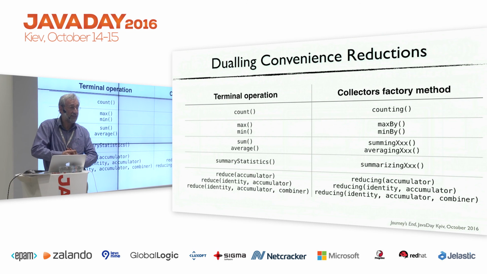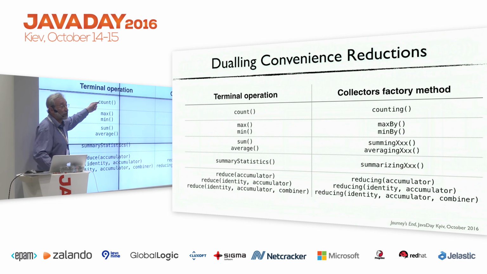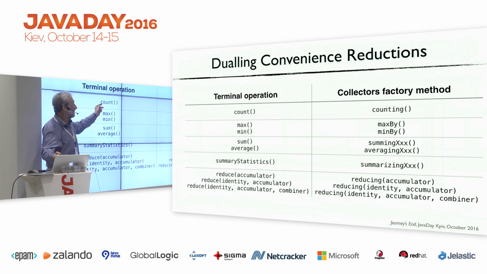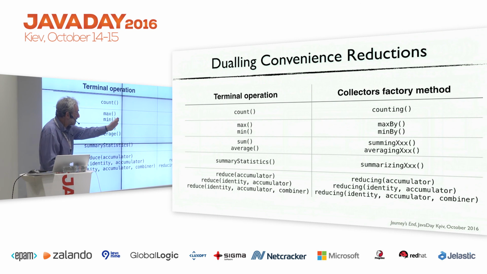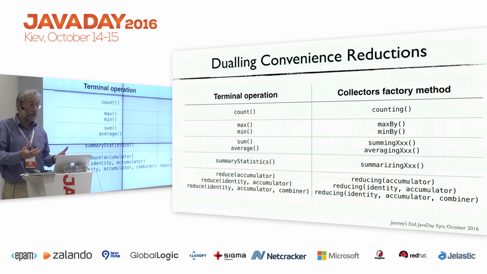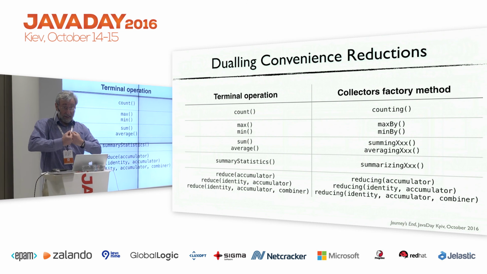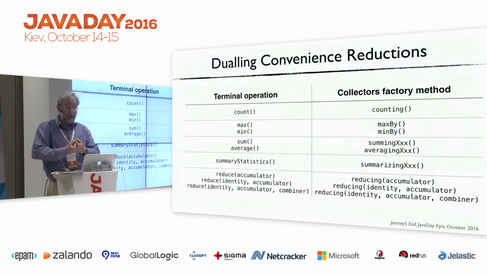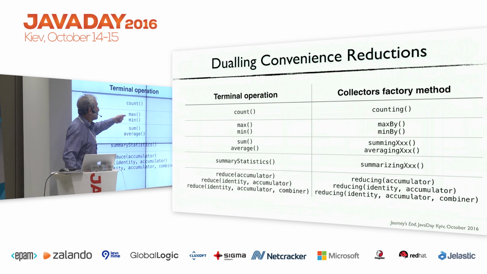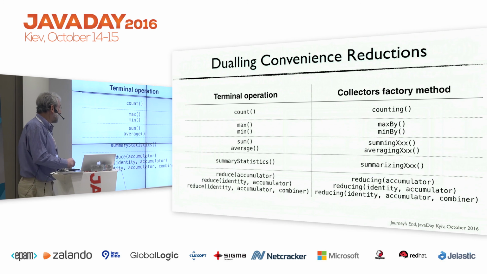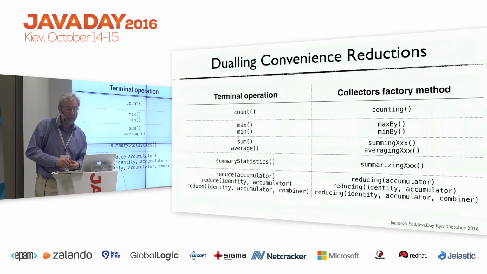A counting collector does exactly the same thing as count will do as a terminal operation, but it does it as a downstream collector. Similarly for all of these other methods. MaxBy uses a comparator for a downstream collector to give you the single largest element, in the same way as max would do if you could apply it directly to the stream, and so on, all the way down the terminal operations.